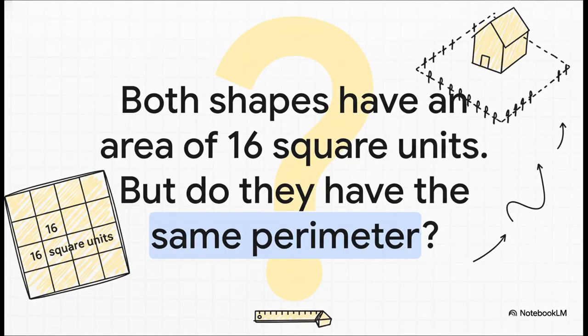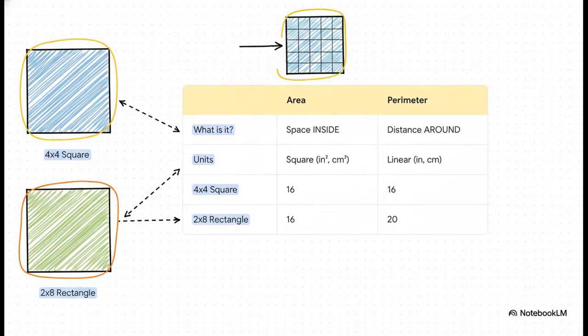But what about the perimeter? Now remember, perimeter isn't the space inside. It's the distance around the outside, like putting up a fence. So take a second. Do you think these two shapes with the same area have the same perimeter? And here's the big reveal. Nope. As you can see, even though the area is 16 for both, the perimeters are way different. The square has a perimeter of 16 units, but that long rectangle, its perimeter is 20.